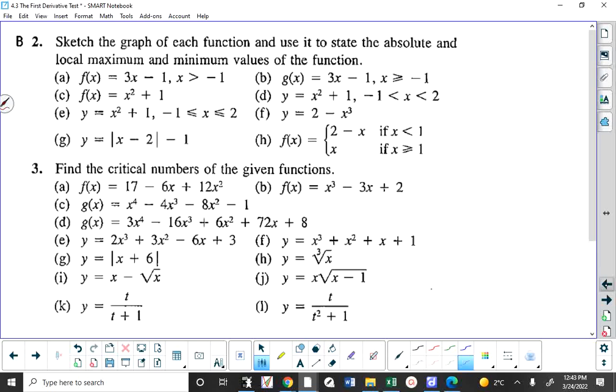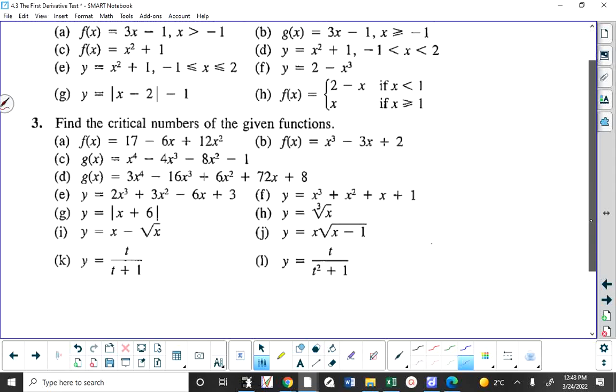Go ahead, JV. 2H. Okay. Say that again. A? 2A. So we have 3x minus 1 where x is greater than negative 1.